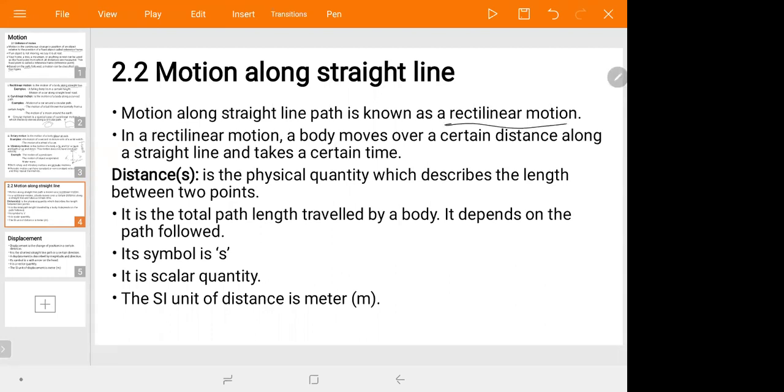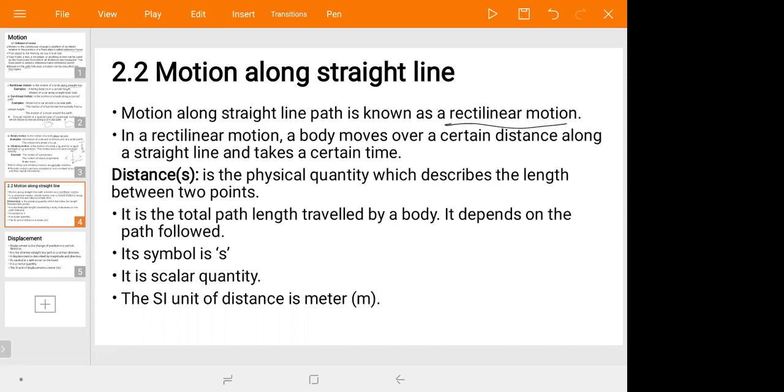The other name of motion along a straight line is what? Rectilinear motion. Therefore, in a rectilinear motion, a body moves over a certain distance along a straight line, and it takes a certain time. When an object moves over a certain distance along a straight line and it takes time, there are other quantities, for example distance, displacement, velocity, and speed.